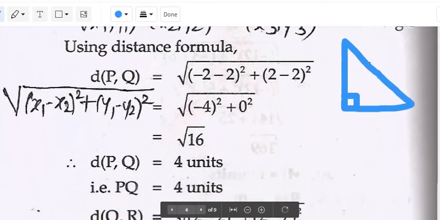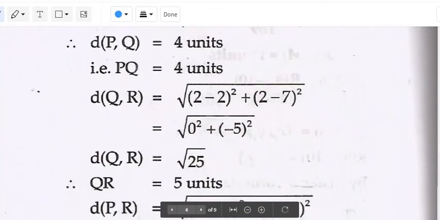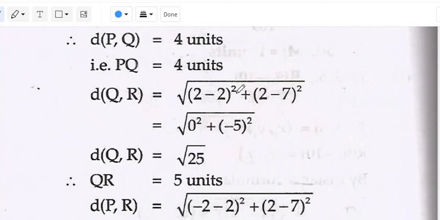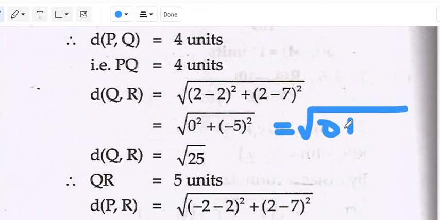Then we have to find out distance QR. Similarly, (2 minus 2) the whole square plus (2 minus 7) the whole square. 2 minus 2 is 0 squared plus 2 minus 7 is minus 5 squared. 0 square is 0 and minus 5 square is 25, so under root 25, 0 plus 25 is 25, and the square root of 25 is 5, and therefore distance QR is 5 units. Similarly we can find out distance PR.